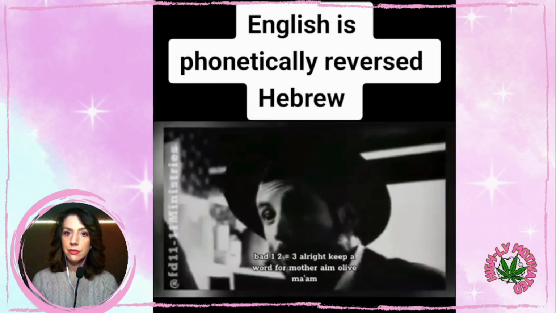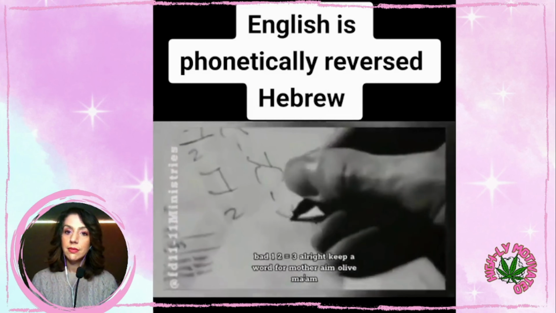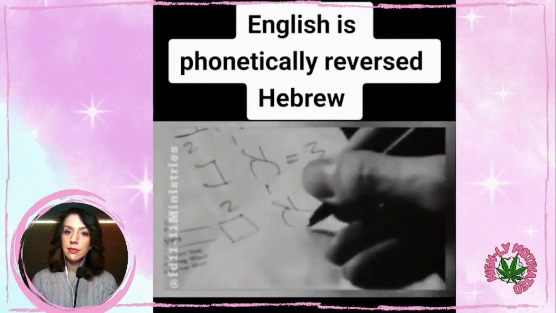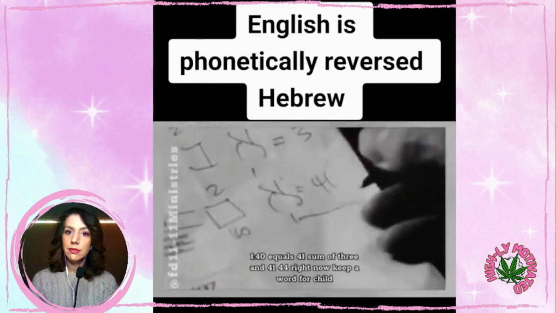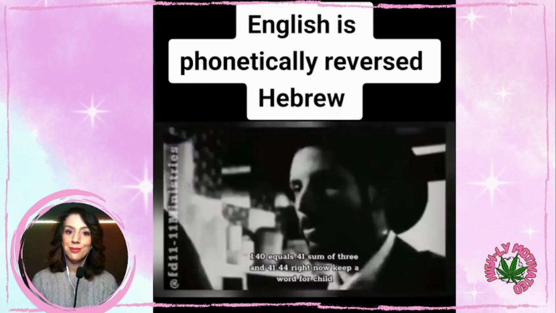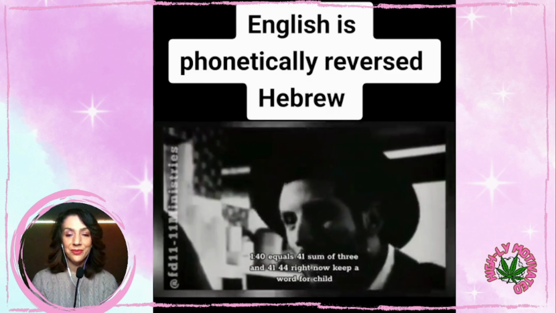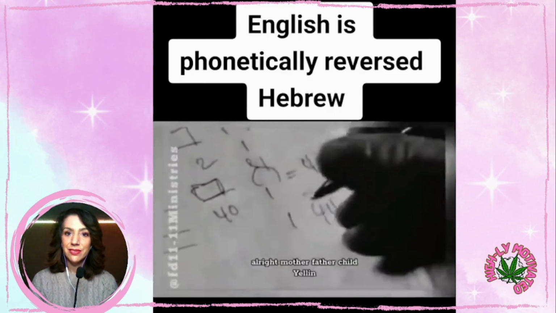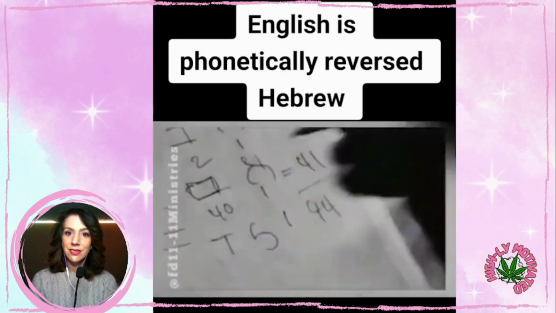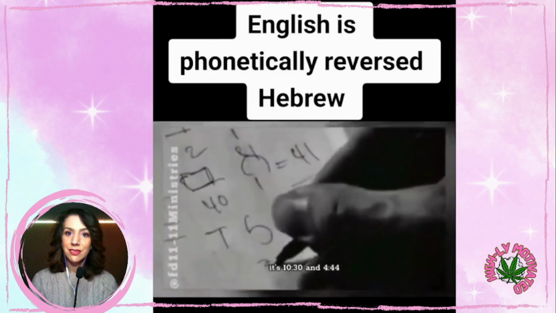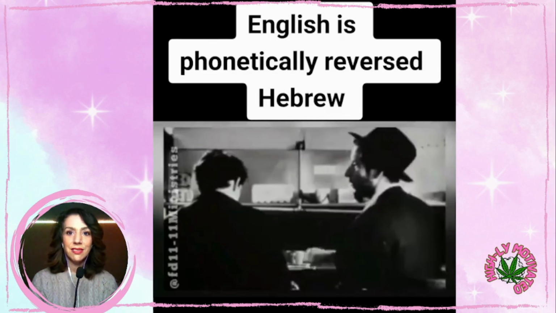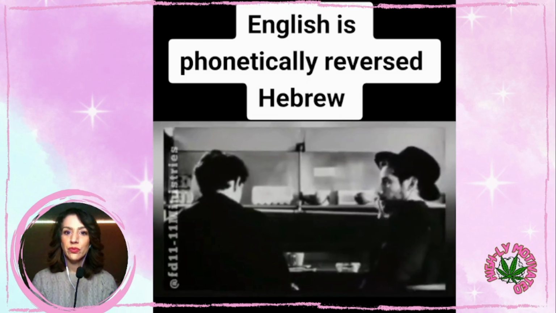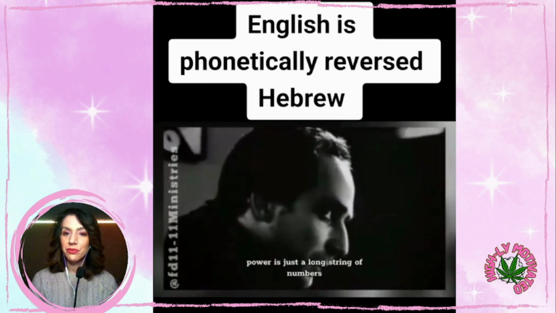All right? Hebrew word for mother. Aim, Aleph, Mem. 1 plus 40 equals 41. Sum of three and 41, 44. All right? Now, Hebrew word for child. Mother, father, child. Yelad. That's 10, 30, and 4. 44. Wow. Torah is just a long string of numbers.